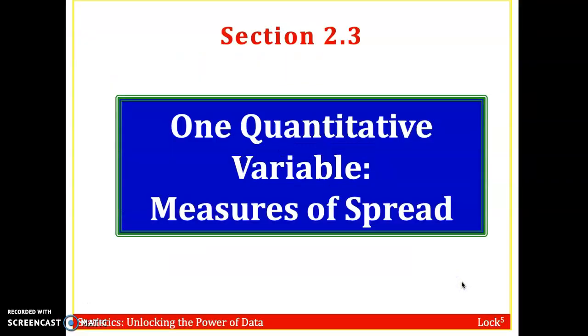Hello and welcome to the video lecture series on chapter 2.3. We're going to be looking at one quantitative variable again. 2.2 and 2.3 are looking at just one quantitative variable at a time. In the last section, we looked at measures of center. In this section, we're looking at measures of spread.